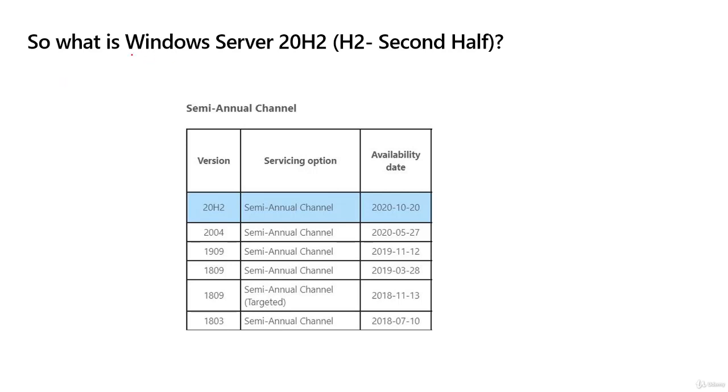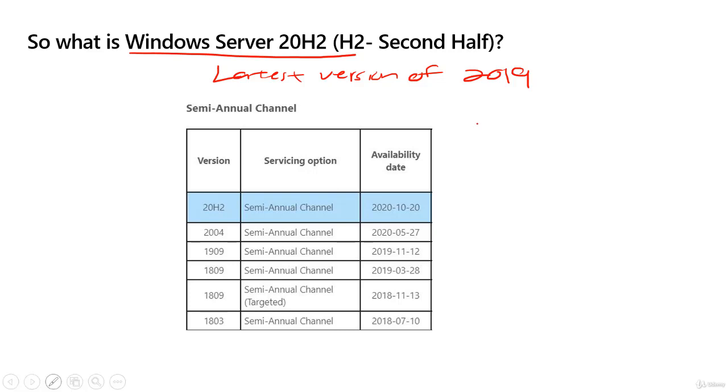So what is Windows Server 20H2? You may have heard this term. This is the latest version of Windows Server 2019. We are now in 2021. Microsoft cannot continue to call their latest flagship server product 2019, and we're all the way into 2021.